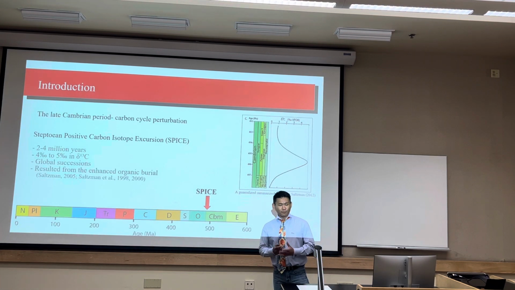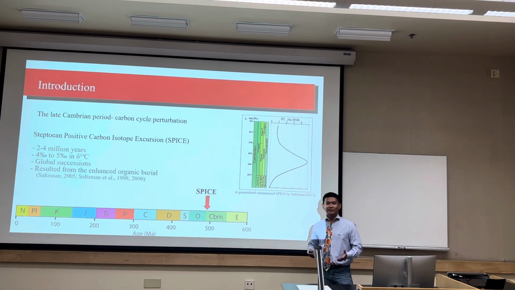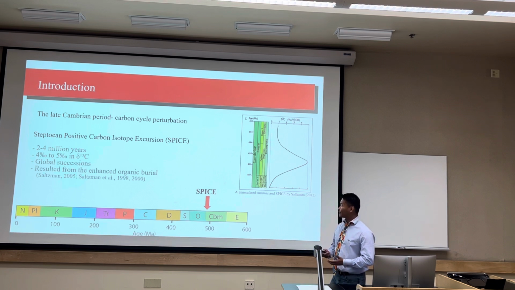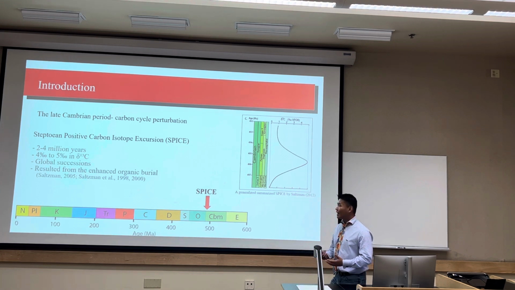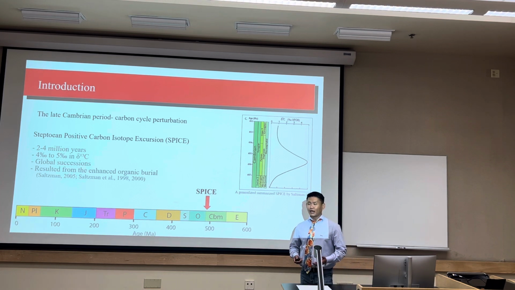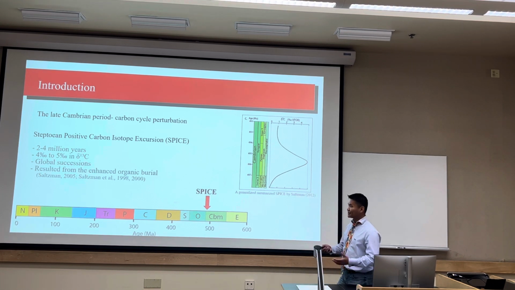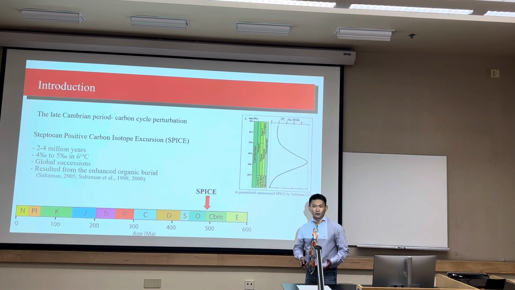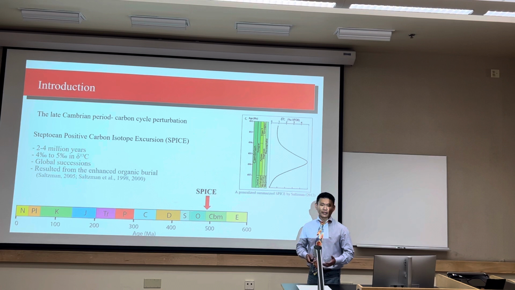The late Cambrian period, which is around 500 million years ago, recorded one of the largest carbon cycle perturbations, known as the Steptoean positive carbon isotope excursion, or SPICE. Some general characteristics of SPICE are that it lasted for 2 to 4 million years. The magnitude is around 4 per mil to 5 per mil. It is not a local signature, but it was documented from the world succession. Many studies have attributed the cause of the SPICE event to enhanced organic carbon burial.